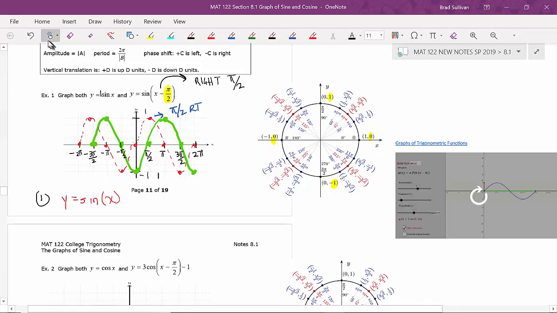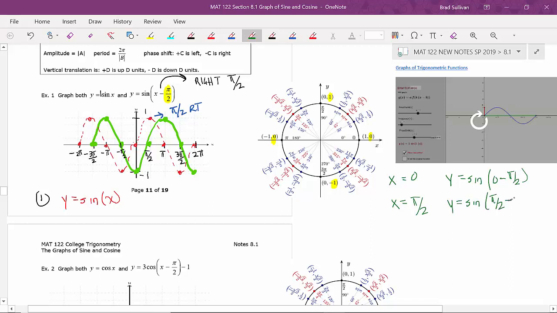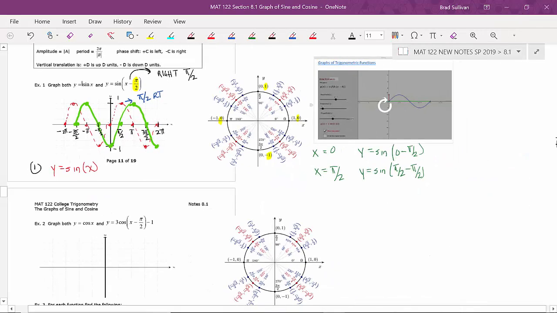Now what I want to show you next, before we move to the next thing, just at the side, is why this works. Okay, so let's start with x equals 0, and then let's go to x equals pi over 2. You can always check by just checking a couple of points. So we're going to plug into the function. We're going to have y equals sine of 0 minus pi over 2. Then we're going to do y equals sine of pi over 2 minus pi over 2. And this, I think, will show you why everything moves to the right.